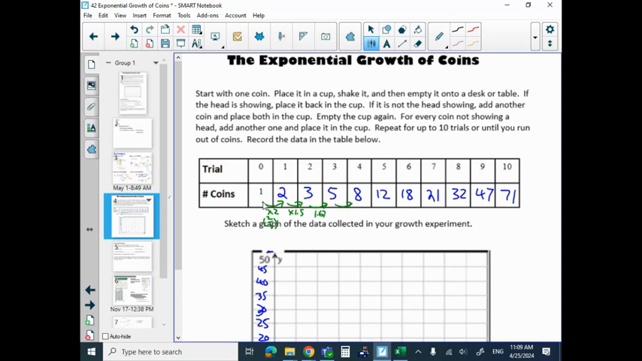8 divided by 5 gives us a 1.6. 12 divided by 8, I think it's going to be 1.5. Yeah, 1.5. The 18 divided by 12 is also 1.5, because I did some exact numbers, right? 21 divided by 18. That's really low. 1.16.